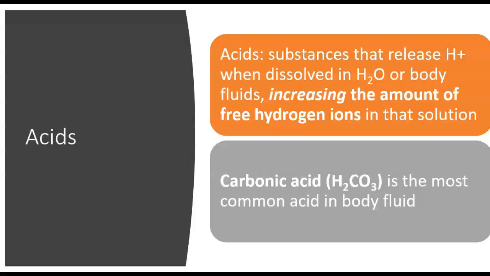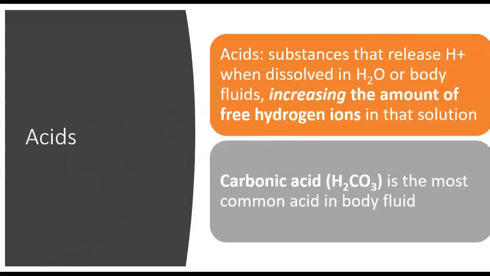So what is an acid? An acid is a substance that releases hydrogen ions when dissolved in water or body fluids, increasing the amount of free hydrogen ions in that solution. So if we're adding acids to a patient's blood, so inside their body something's going on, they're getting more acids added to their blood, which is causing a release of hydrogen ions, increasing that amount of free hydrogen ions.